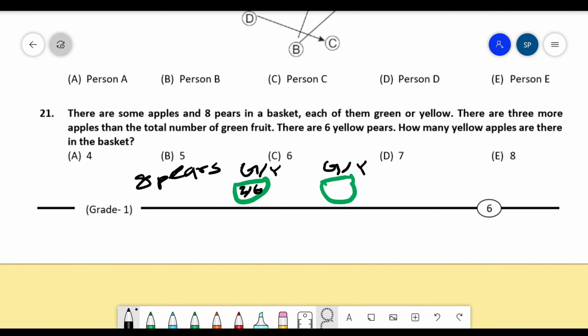Now, it's said that there are 3 more apples than the total number of green fruit. So 2 plus 3 equals 5. The reason we're not subtracting anything there is because even if we add all of those green apples and then subtract it, we're still going to get the same difference, which is going to be 2. So we're just going to add 3 directly to 2, and that would give us 5, which means our answer is 5, and it's option B.